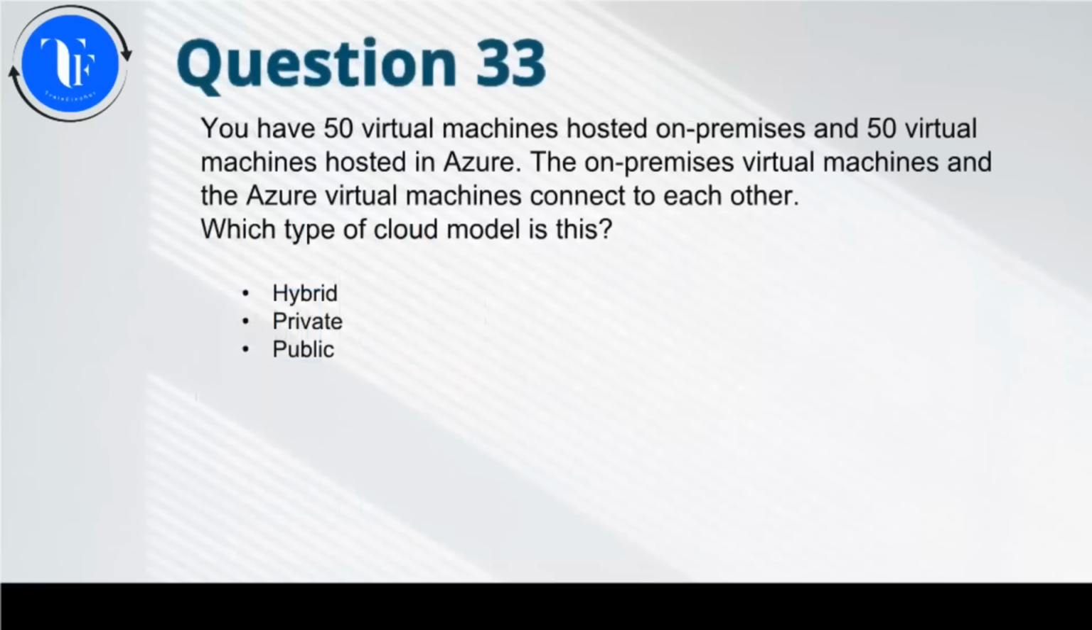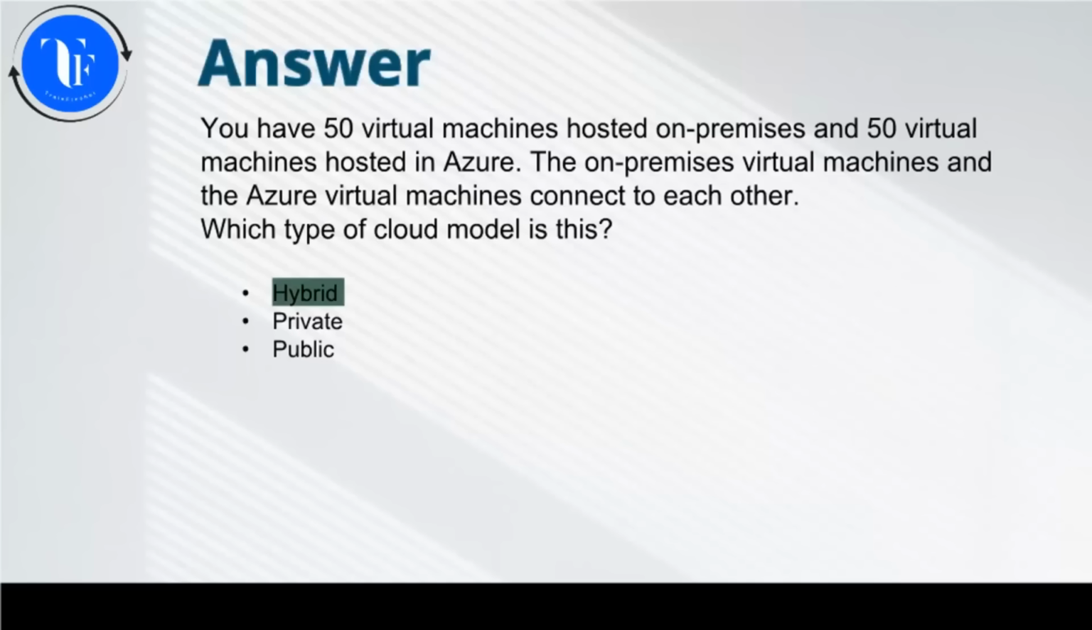Question 33. You have 50 virtual machines hosted on-premises and 50 virtual machines hosted in Azure. The on-premises virtual machines and the Azure virtual machines connect to each other. Which type of cloud model is this? Hybrid, private, public. Hybrid is the right answer because the VMs are hosted both on-premises and in the cloud.